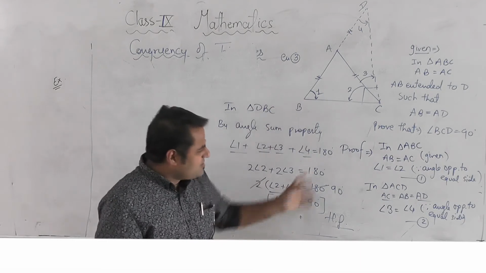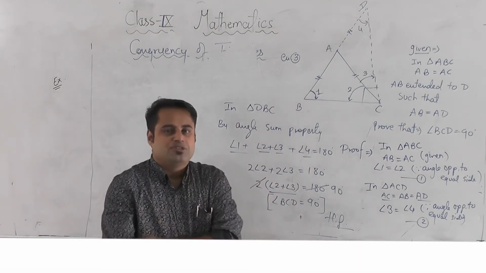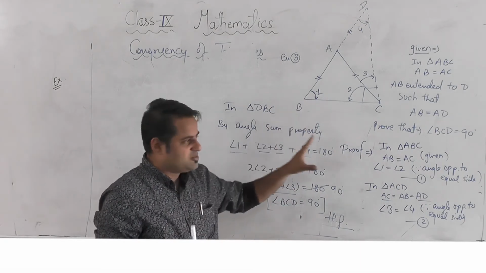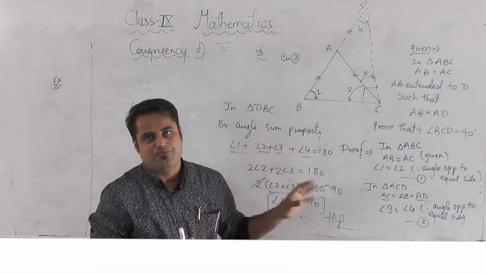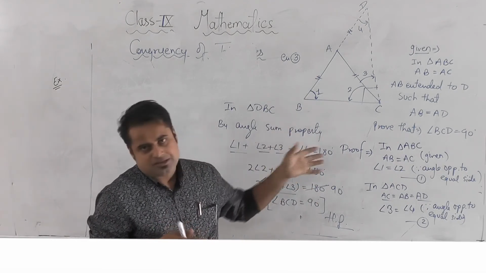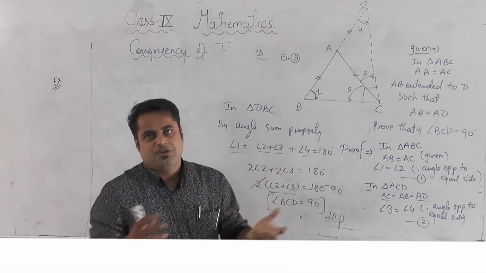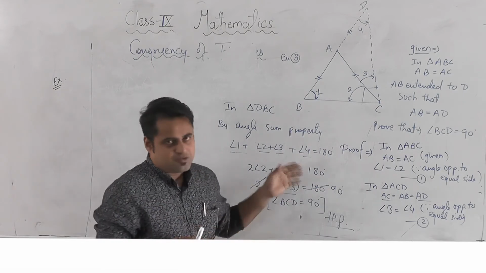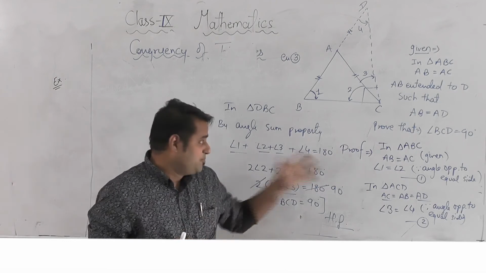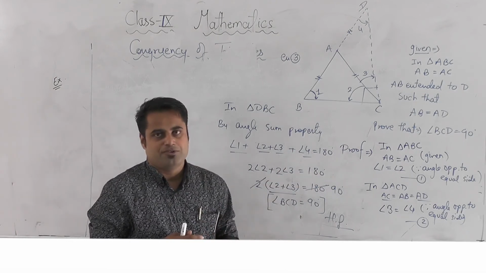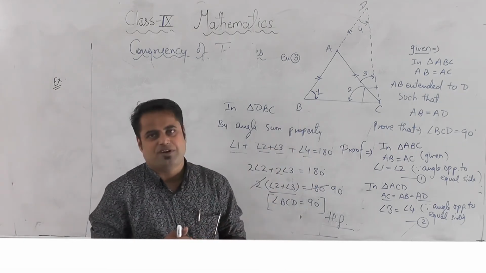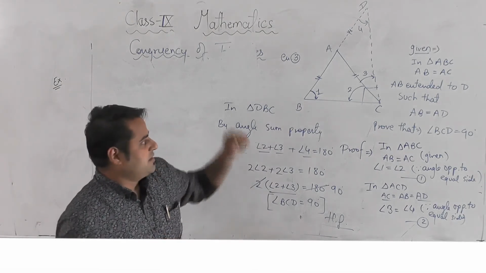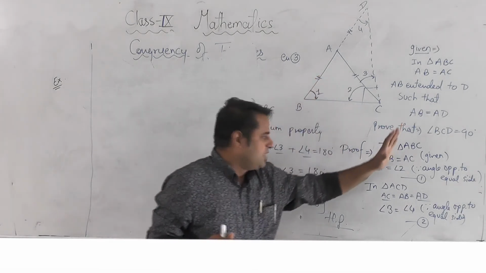Okay, so this is a very simple question. This is a significant question, and this question specifically from this exercise is very important because it comes alternately in each and every year. So that's why this question is very important because it represents the property of making such kinds of triangles. Okay, isosceles triangle.